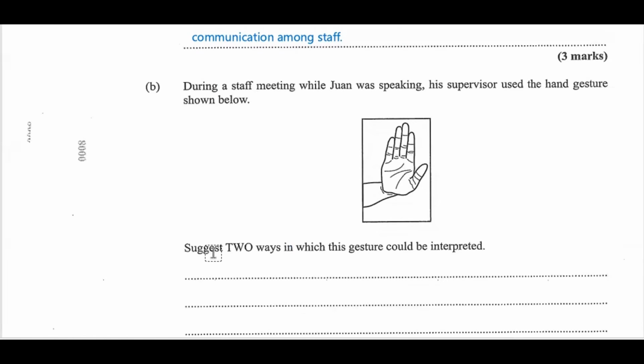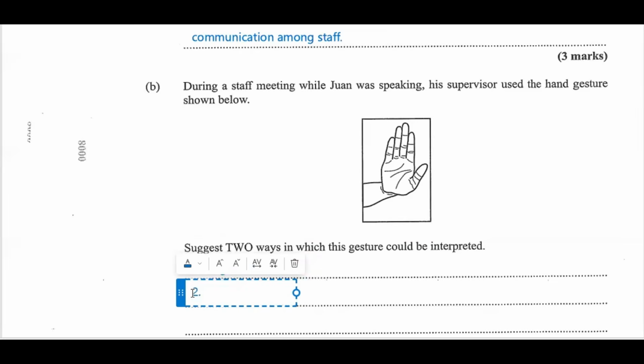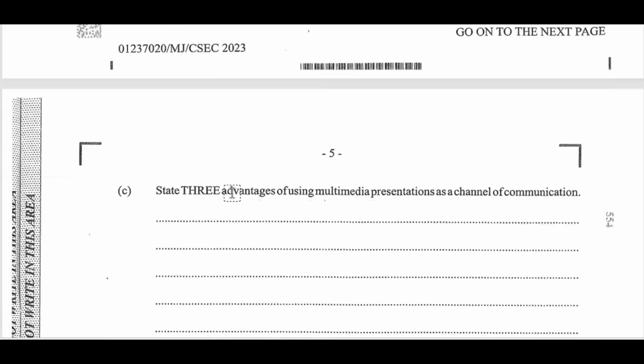State 2 ways in which this gesture could be interpreted. The first way, this could be a signal to hold on. The second, a signal to stop speaking. Yeah, that's it. Moving on to the next question.